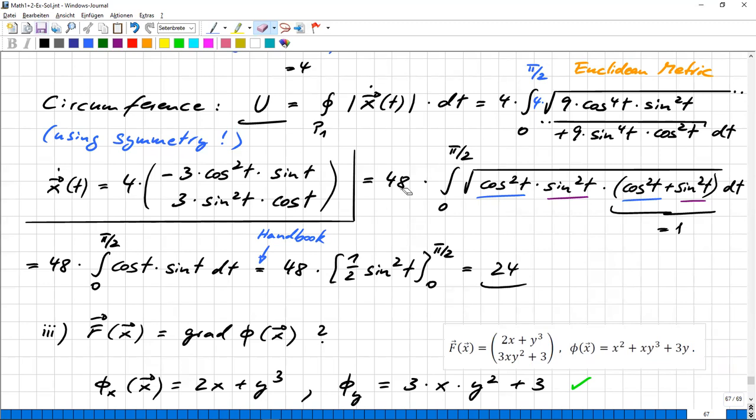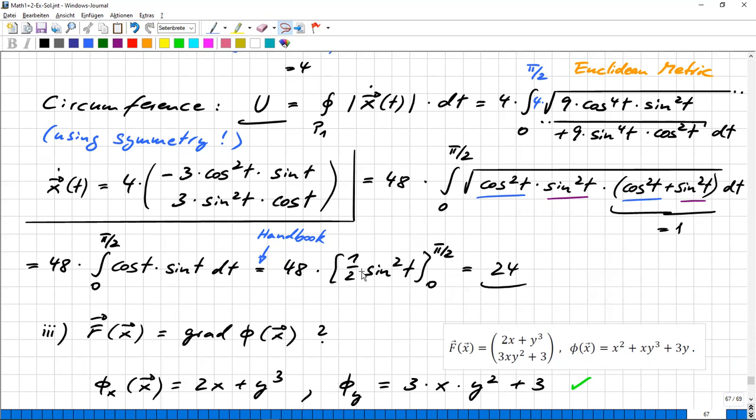We can say 48 is what we get times the integral of cosine times sine. This is really a standard integral. We don't have to solve it again. We can look it up in a handbook, and we will find that the primitive function will be 1/2 sine squared of t, and then we have to evaluate it between 0 and pi over 2, remember? And that's nice because you know that the sine of pi over 2 equals 1. This is its first positive maximum, maximum in the positive domain.